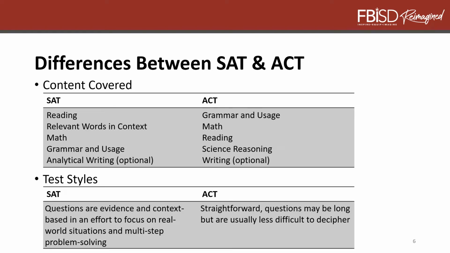Content covered. On the SAT, students will go over reading, relevant words and context, math, grammar usage, and then the analytical writing, which is optional. On the ACT, students will go over grammar and usage, math, reading, science reasoning, and writing, which is also optional. The science test does not cover science questions in terms of, do you remember the formula for this science experiment? It is more about reading charts and graphs and being able to decipher the information needed to best answer the question based on the science chart, graph, or diagram that's on the question.